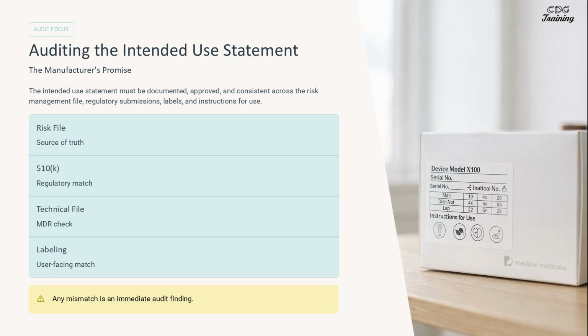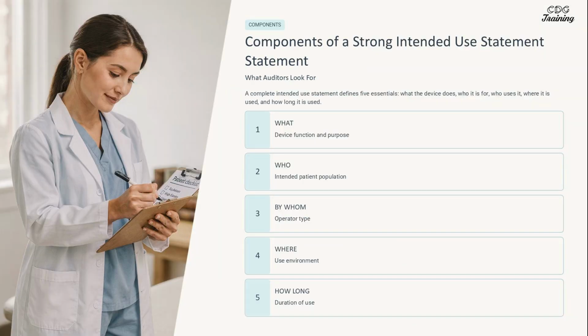The intended use statement must be documented and consistent across risk management, regulatory submissions, and labeling. Any mismatch is an immediate audit finding. A robust intended use statement defines what the device does, who it's for, who uses it, where it's used, and for how long, covering all essential aspects auditors look for.